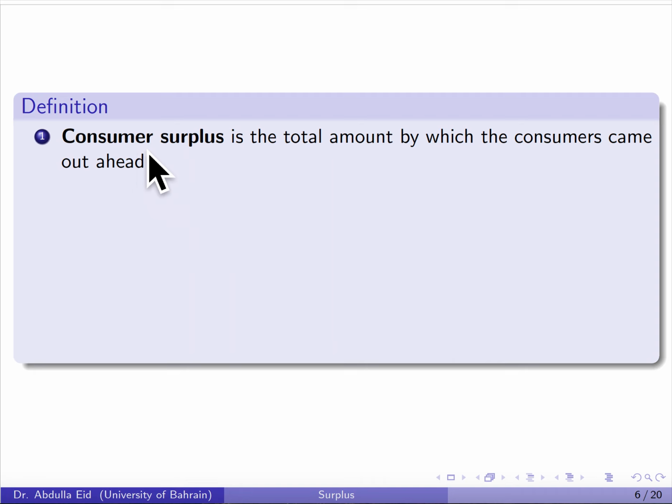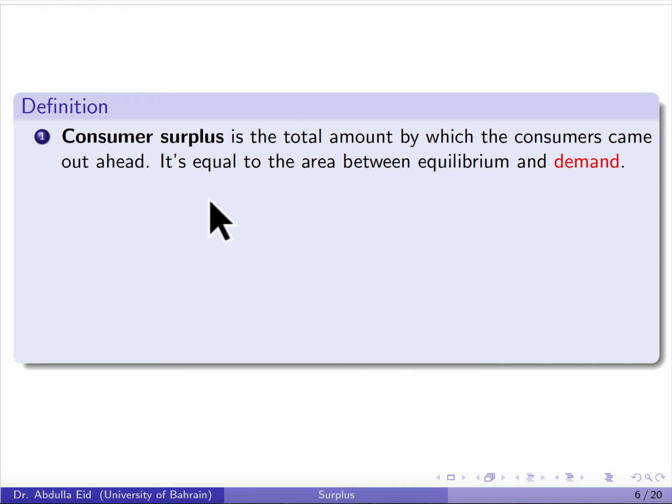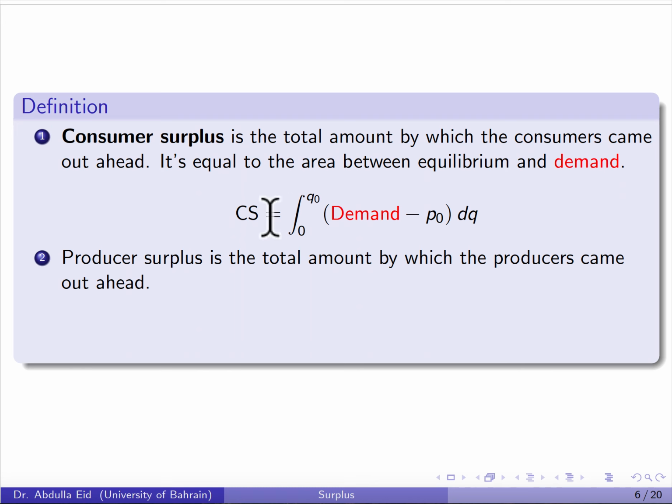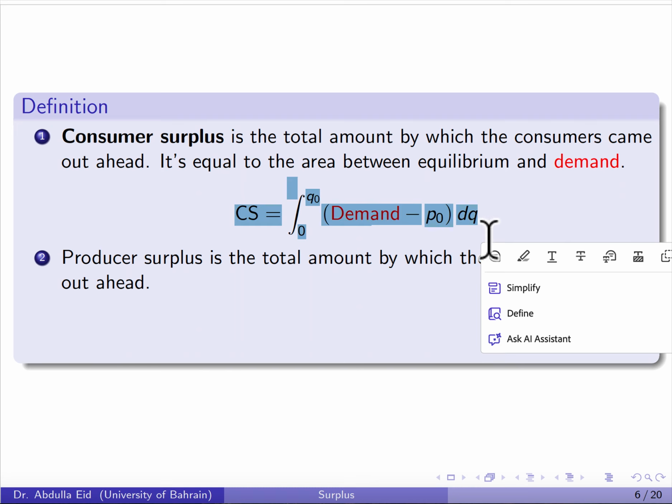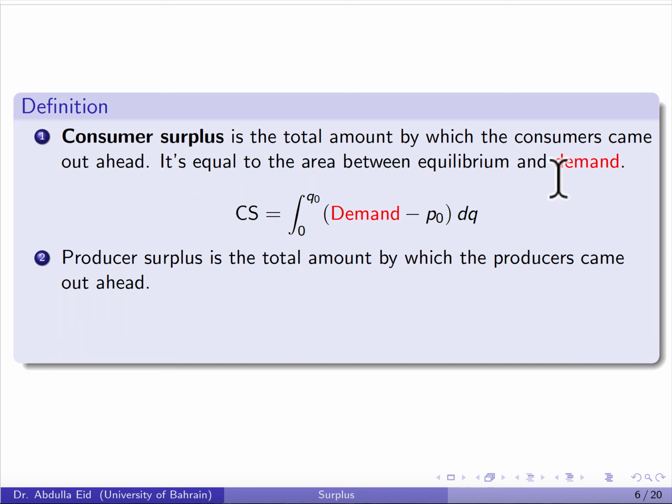Just to remind you, consumer surplus is the total amount by which the consumer came out ahead of a transaction. It's equal to the area between the equilibrium price and demand, and it's given by this integral up here. So we take the demand function minus the equilibrium price.